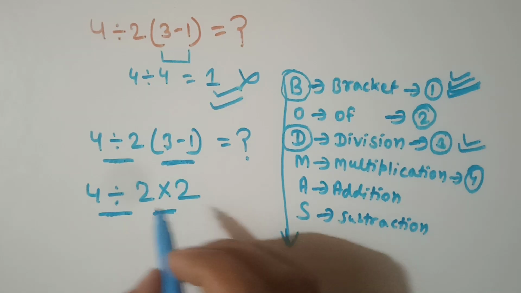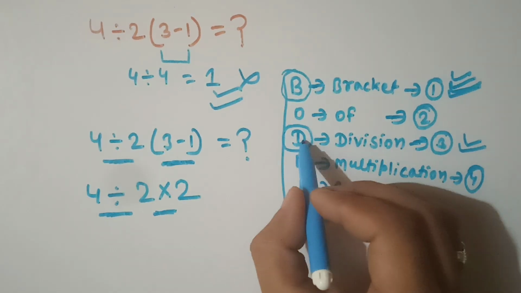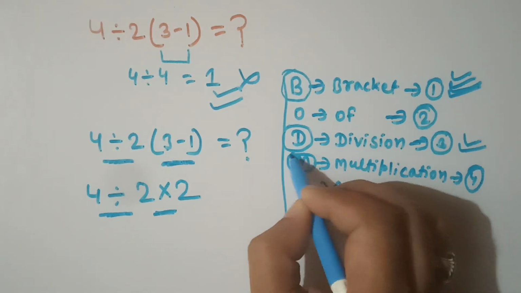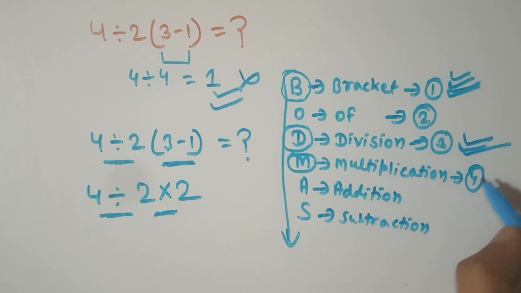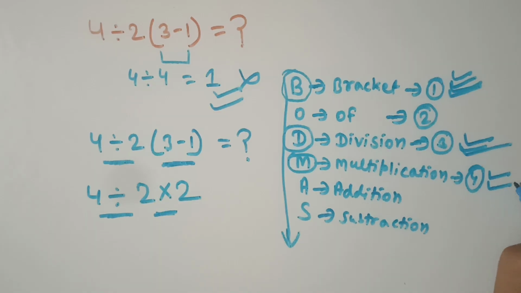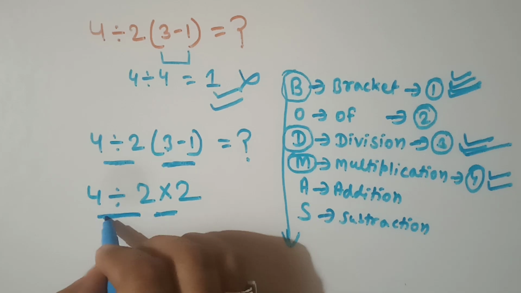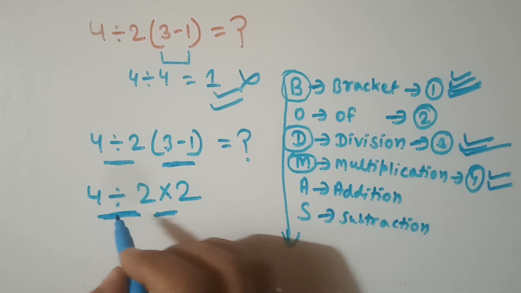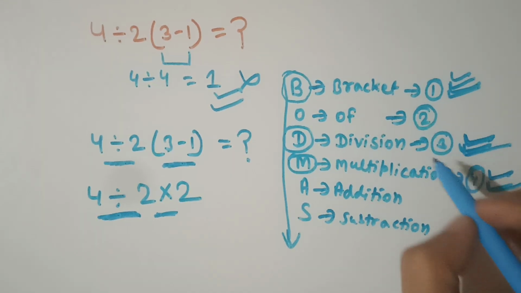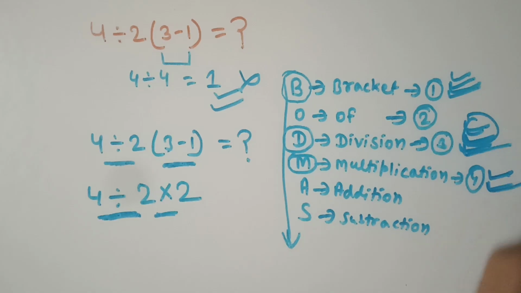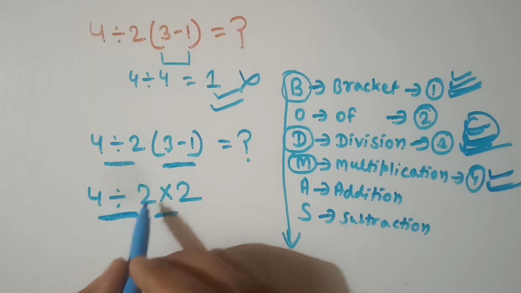So what should you calculate first, this part or this part? Again, if you go through this rule, you can see D means division and M is multiplication, and division gets third priority and multiplication gets fourth priority. So you should calculate the division part first, right? Why this part? Because division priority is higher than multiplication. So 4 divided by 2 means 2.